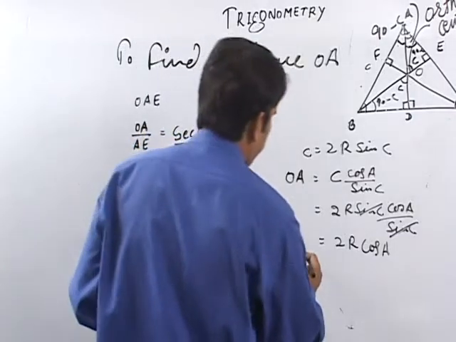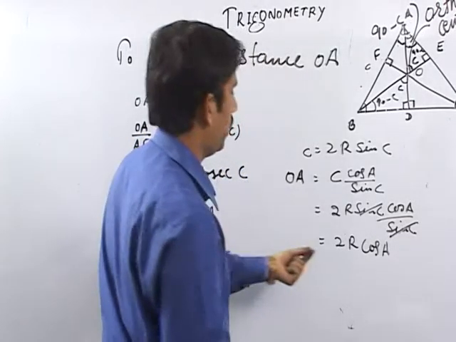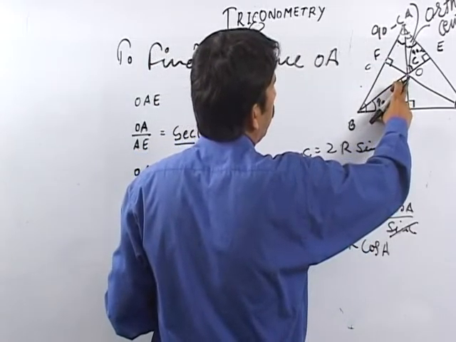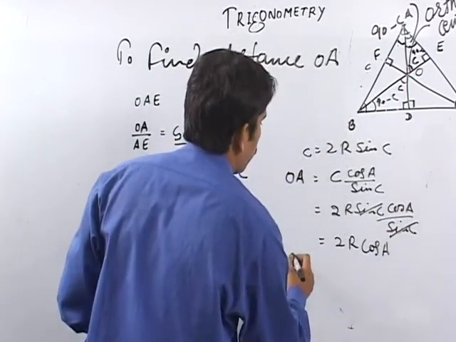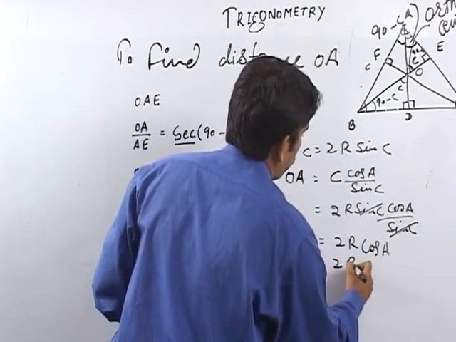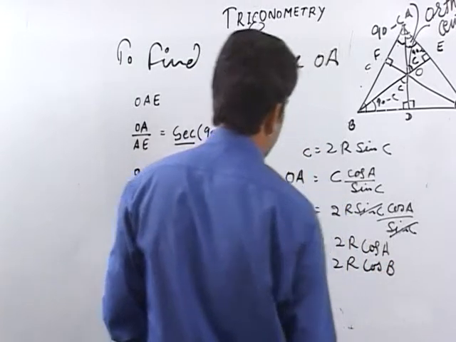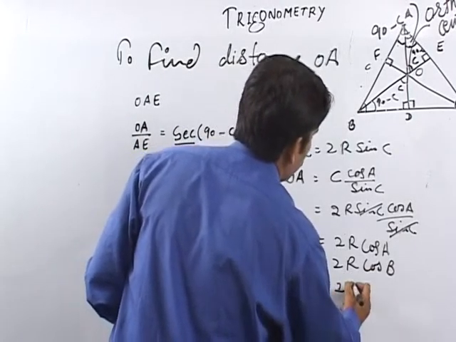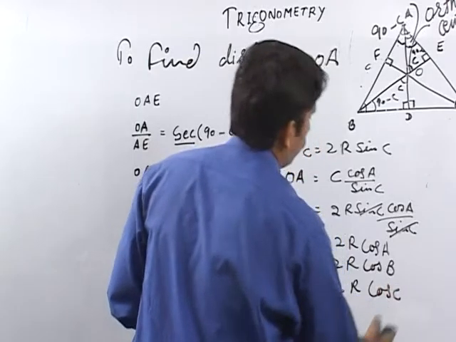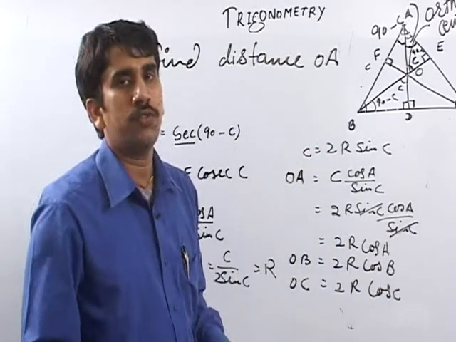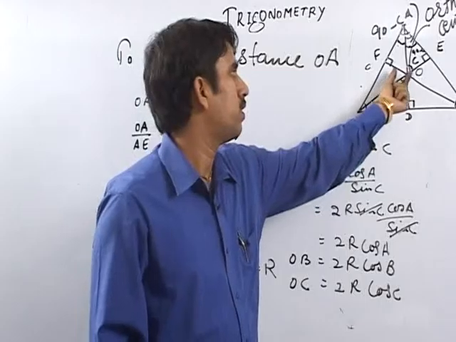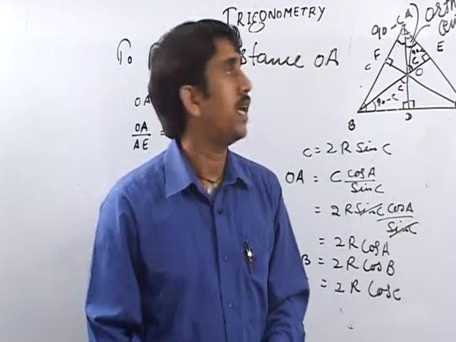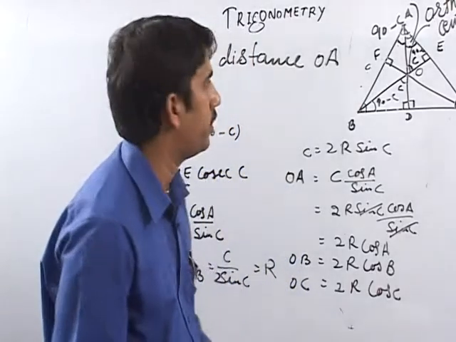Now similarly, you can find out that this is 2R cos A, then OB will be equal to 2R cos B, and similarly OC will be equal to 2R cos C. These were the expressions for distances of orthocenter from sides and its angular points of triangle ABC.